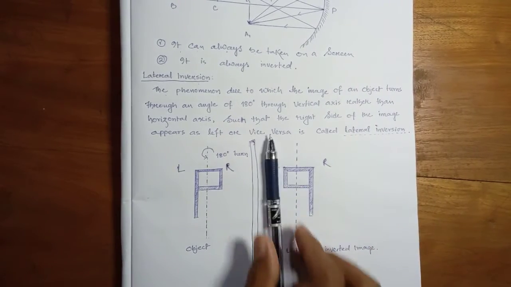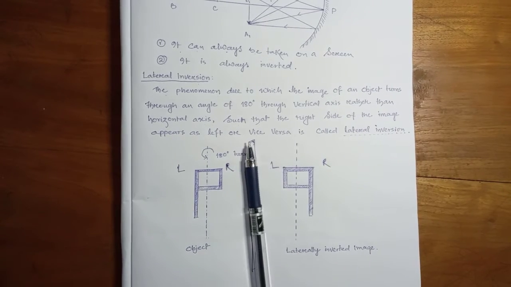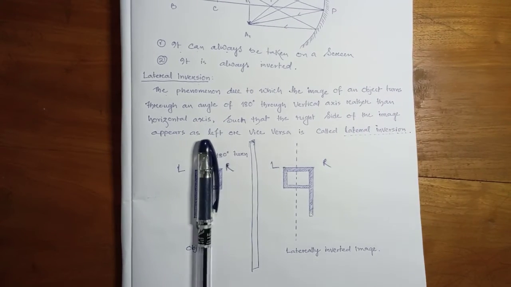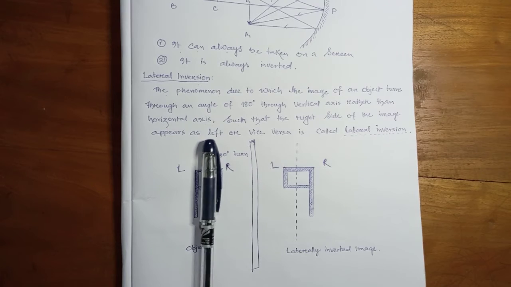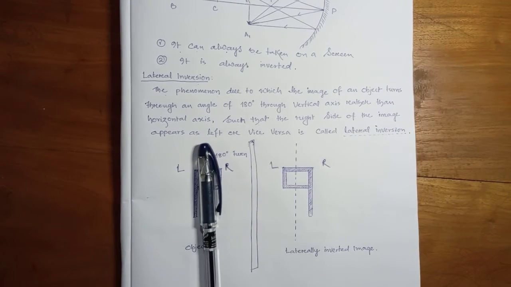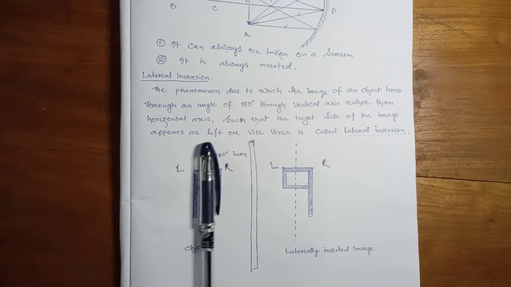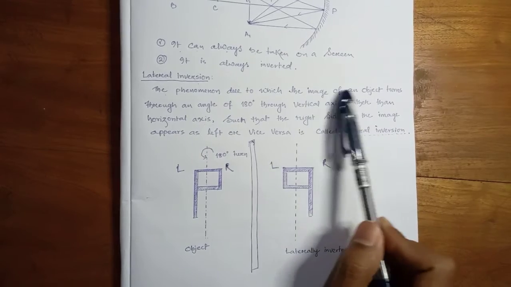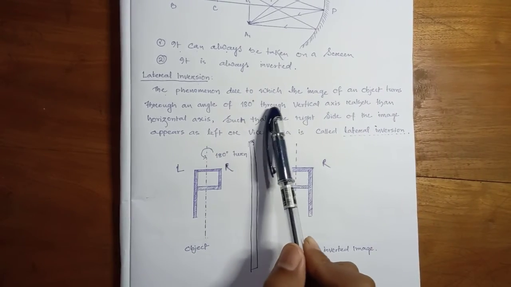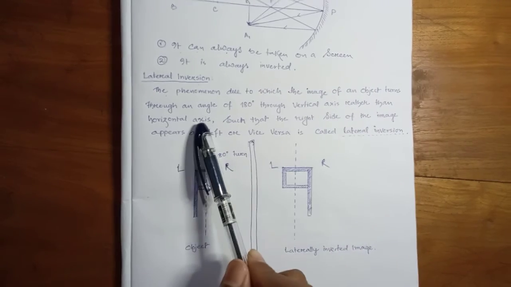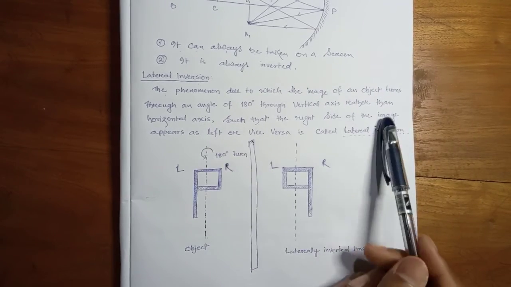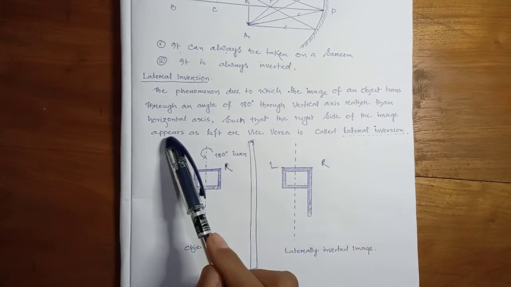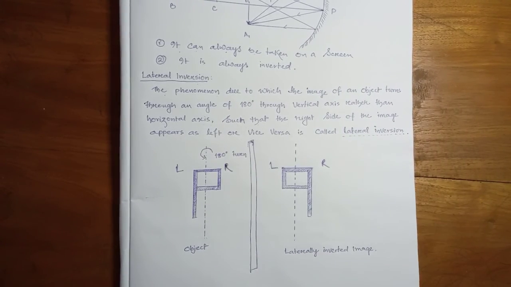Suppose this pen is like this. When you keep the pen in front of a plane mirror, you will find the image will be like this. So the image of this pen becomes like this. This is called lateral inversion. That means the image of the object turns through an angle of 180 degrees through the vertical axis rather than the horizontal axis, and in this case the right side of the image appears as left. Okay, this is called lateral inversion. So this was the last topic for today.